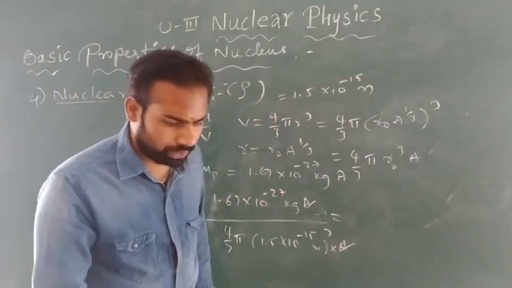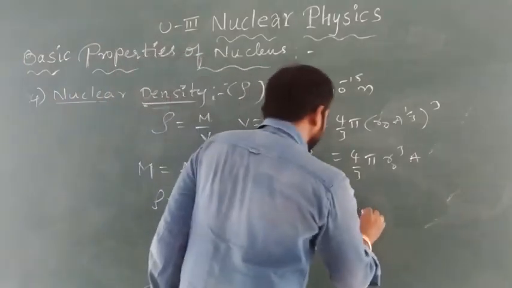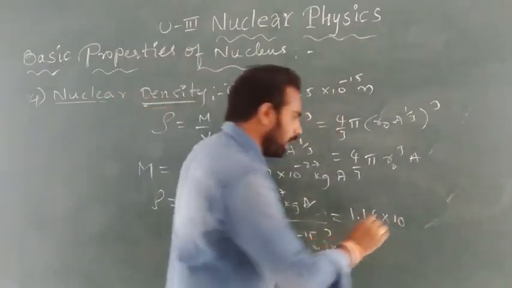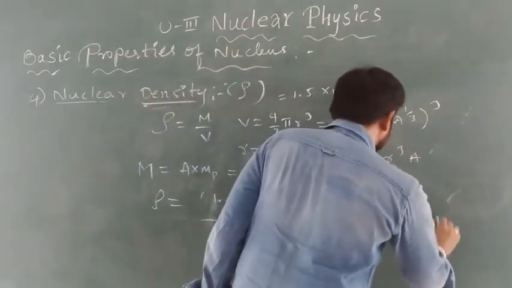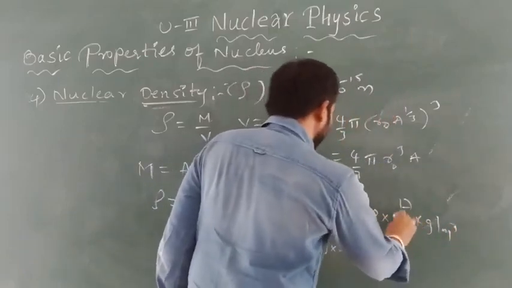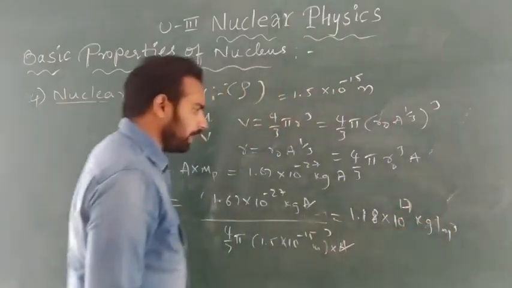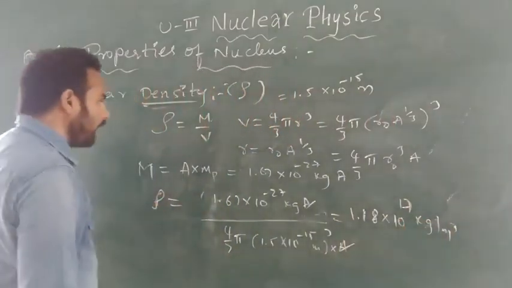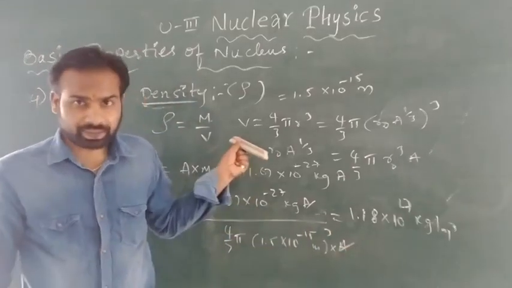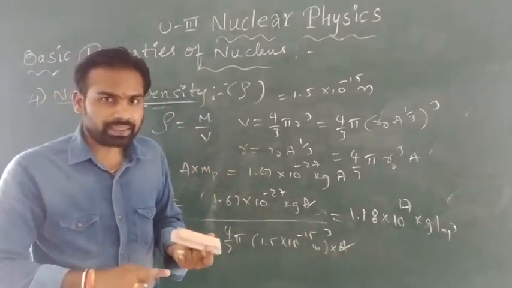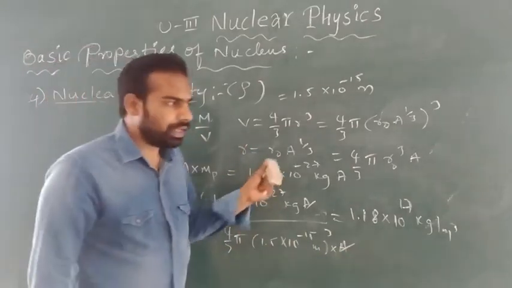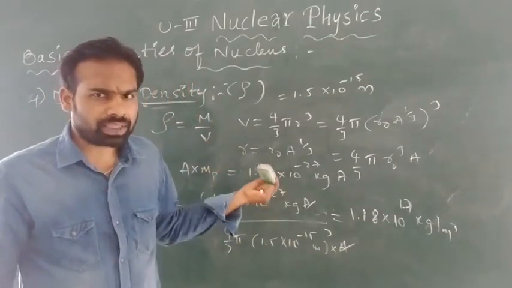The value is 1.18 into 10 power 17 kg per meter cube. This is the value of nuclear density. Okay, which is very important. In the last exam we asked regarding the nuclear radius and also nuclear density. So this is very important for a short answer, 3 marks question.